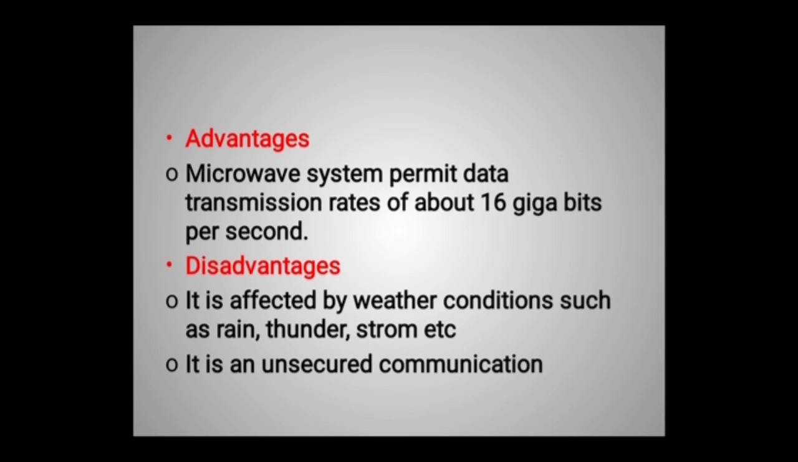Advantages of the microwave: they permit data transmission rates of about 16 gigabits per second. They are affected by weather conditions such as rain, thunderstorm, etc. It is an unsecured communication.